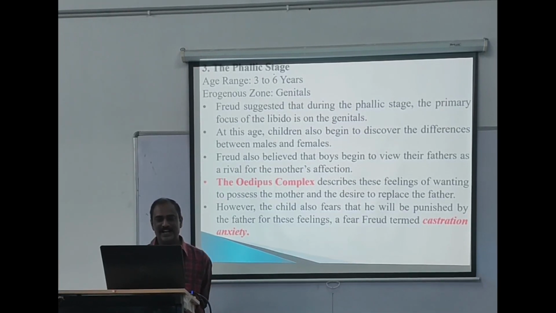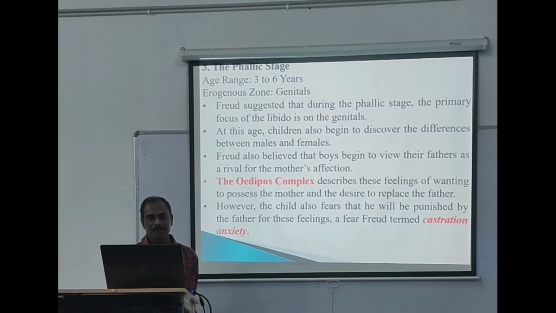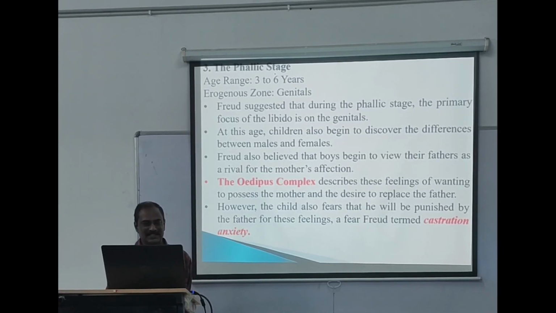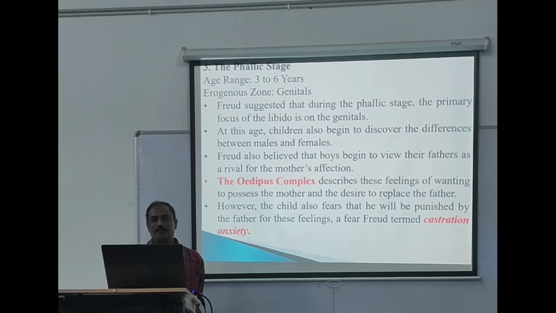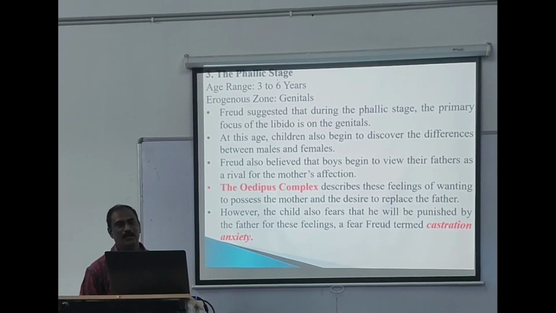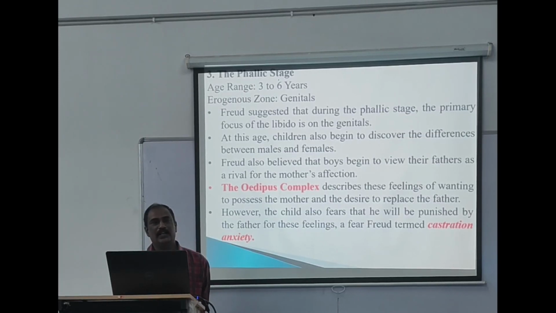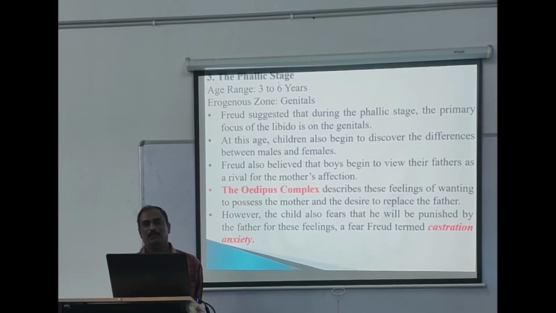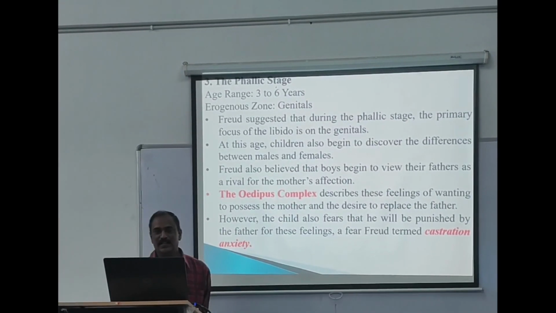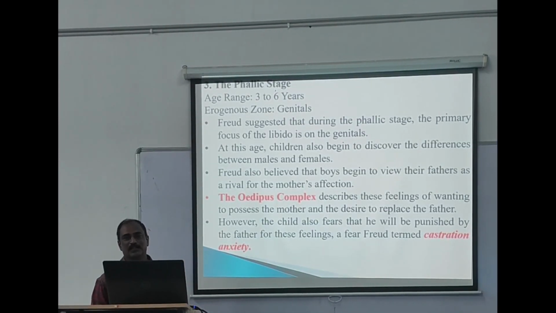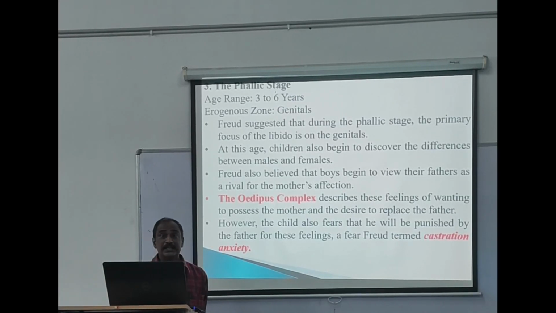The spelling is Oedipus, the O is silent. The Oedipus complex describes these feelings of wanting to possess the mother and the desire to replace the father. So it is a very dangerous complex. At this time, as a mother, you need to tell the boy baby, dad came, he became very tired, I need to support him because he is giving you food and buying things. You have to make him understand why you are leaving your boy baby when your husband comes. That is very important. Otherwise, it will increase.